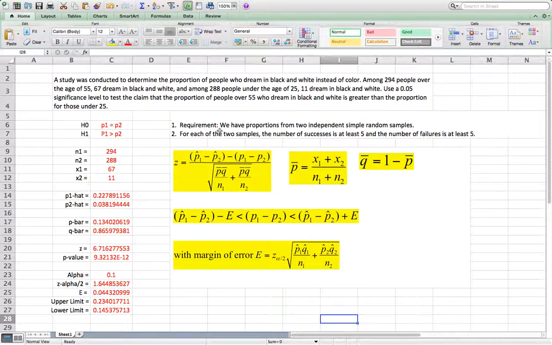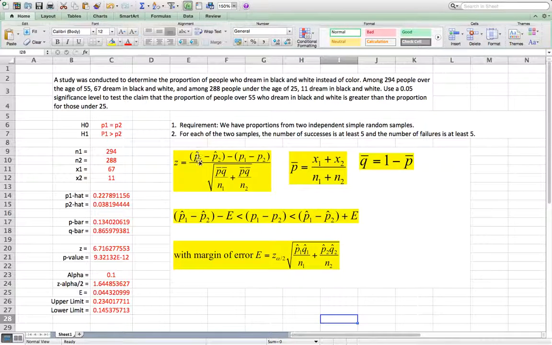The requirements: 1. We have proportions from two independent random samples. 2. In each of the two samples, the number of successes is at least 5 and the number of failures is at least 5. Then we need to understand what all those notations mean.